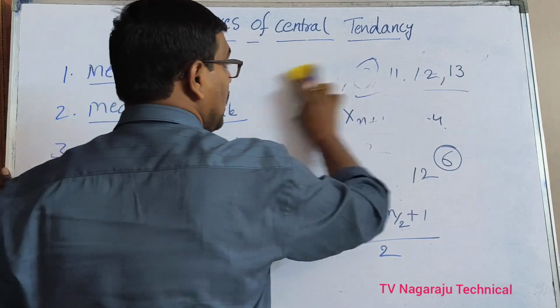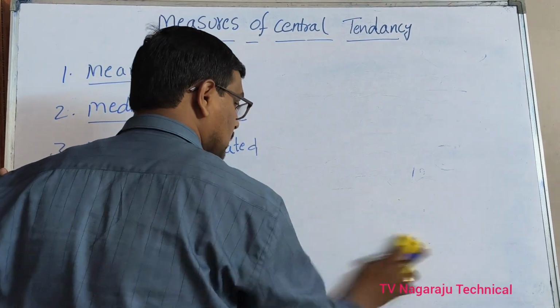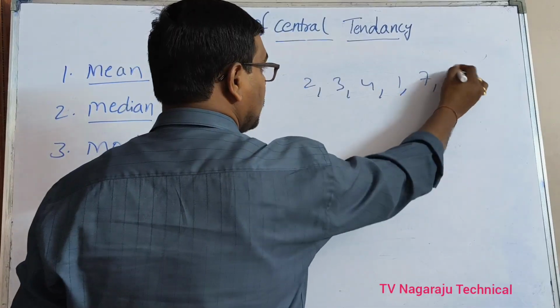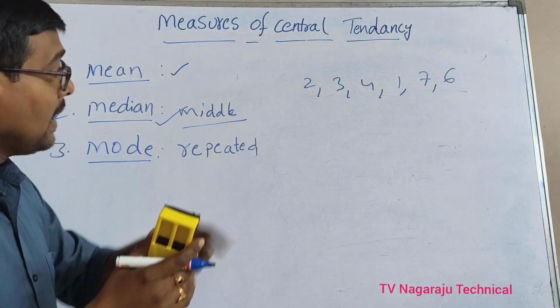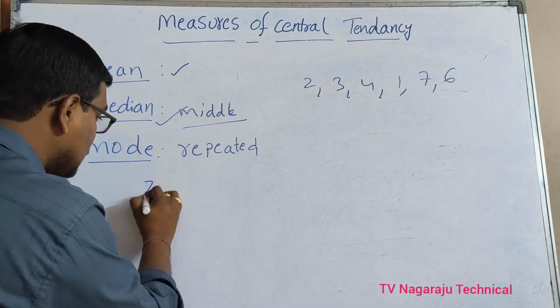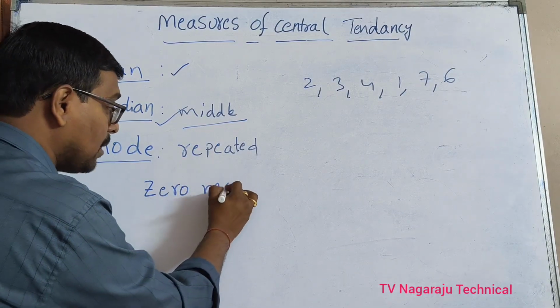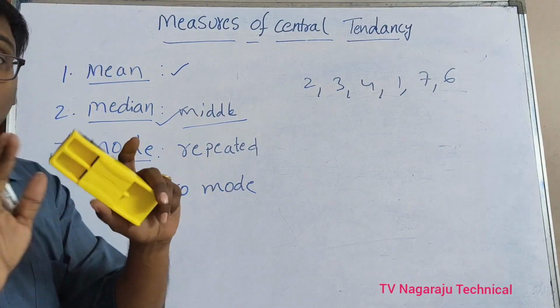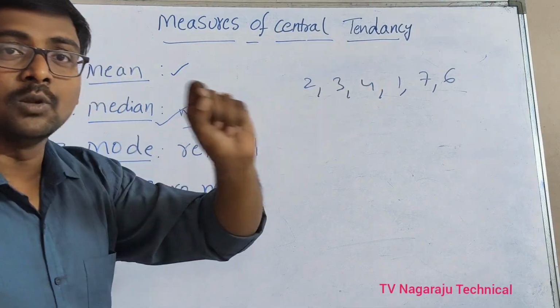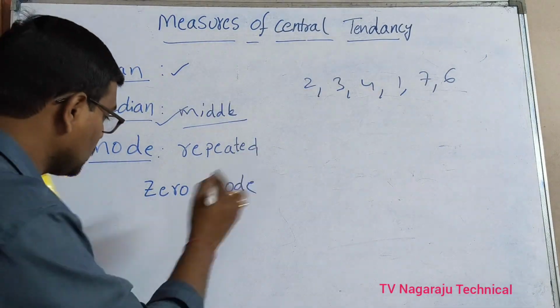For example, I have some set of numbers 2, 3, 4, 1, 7, 6. Now what is the mode? Here each and every number is repeated one time. So this is called zero mode. That means for all the observations, a mode is not at all compulsory. Zero mode means there is no mode in the set of observations.